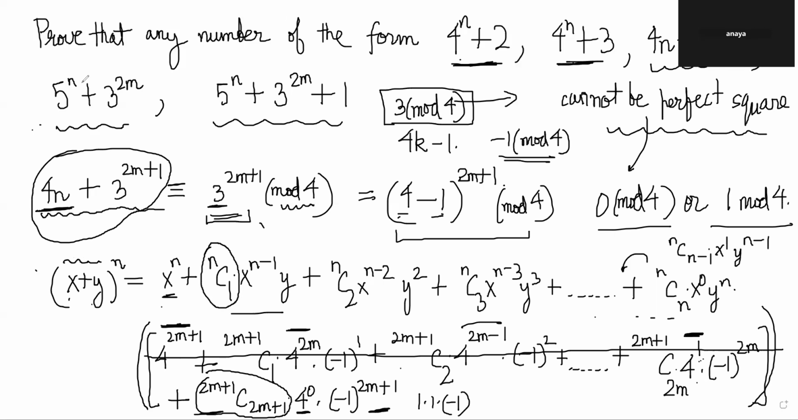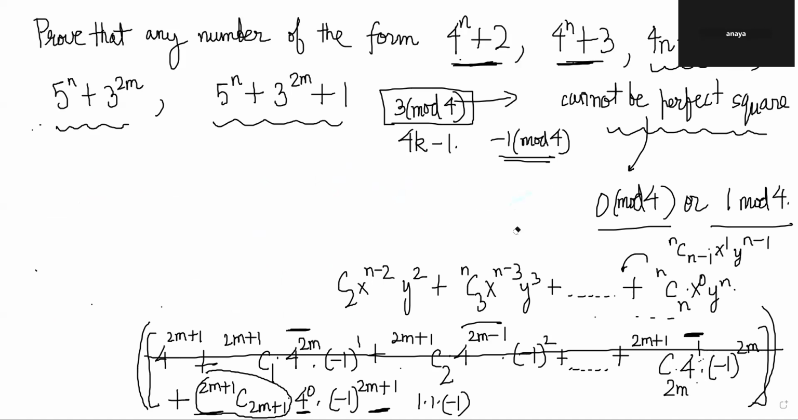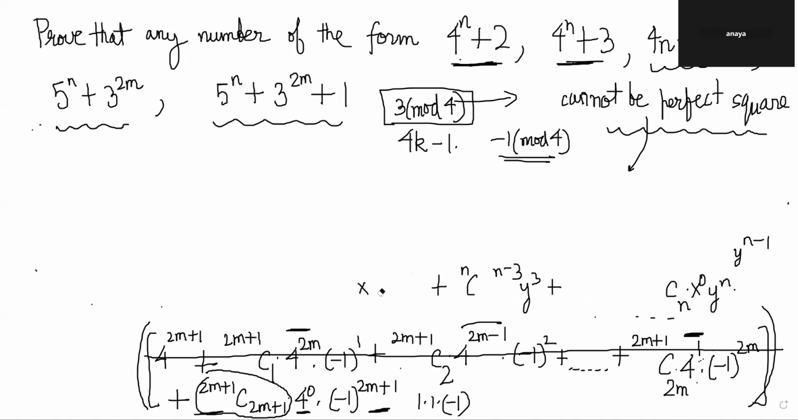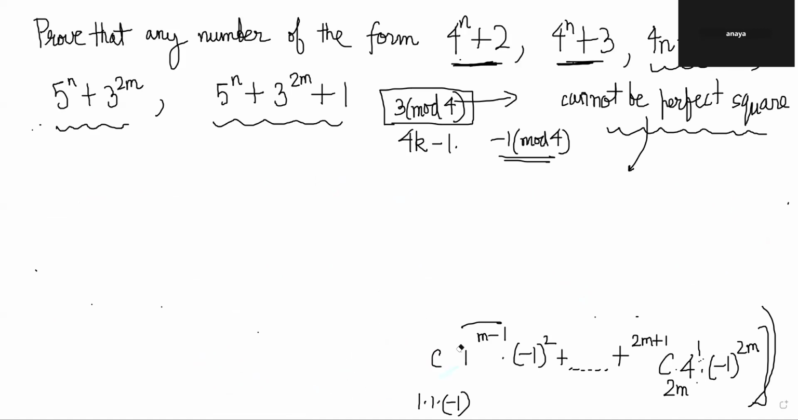Another way to do it would be, let's say, we do it in an alternative way, again by using the binomial theorem, but this time in a slightly different way. We can say 3 power 2m plus 1 can be written as 3 into 3 power 2m, right? And 3 into 3 power 2m can be written as 3 into 9 power m, right?